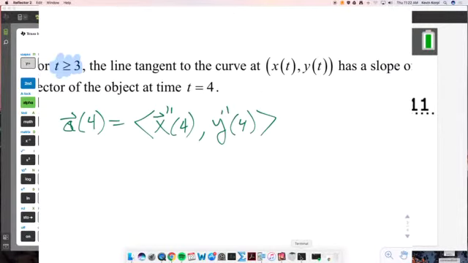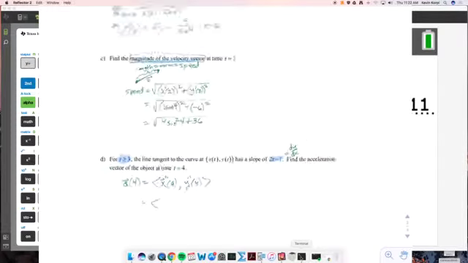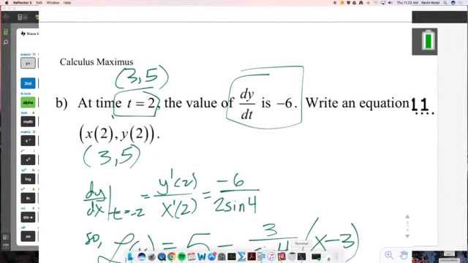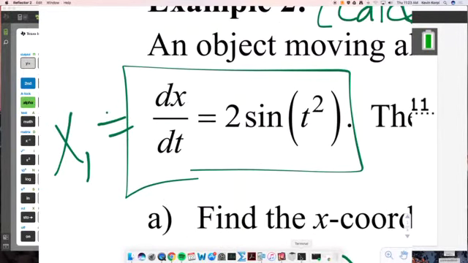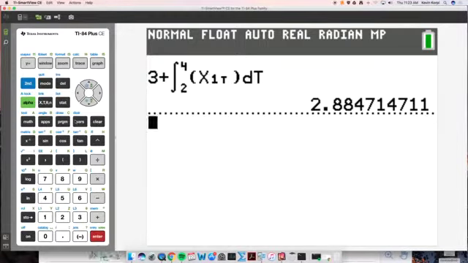So how am I going to find x double prime of 4? Well, they gave me the equation way up here for x prime. So I just need to find its derivative and evaluate it at 4. Do you want to take the derivative by hand? It's going to be 4t sine of cosine of t squared. See, I almost messed up. So it's up to you. If you want to take the derivative by hand, chain rule, and then plug in a 4, that's great. I'm not going to trust myself. I already have it written on my paper as x double prime of 4.